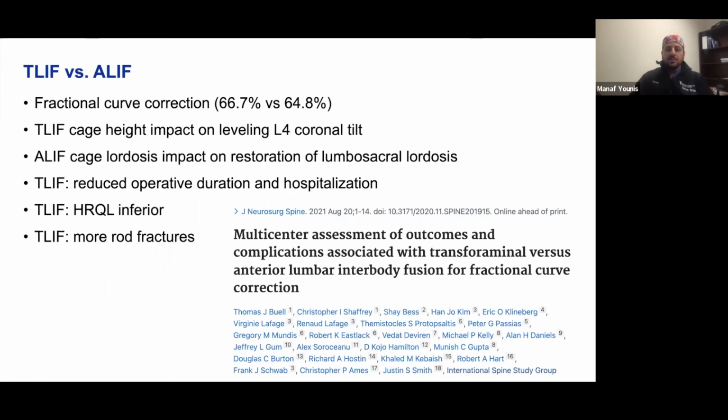The advantages of TLIF may include reduced operative duration and hospitalization. However, the HRQL was inferior and more rod fractures were detected with TLIF patients included in this study.